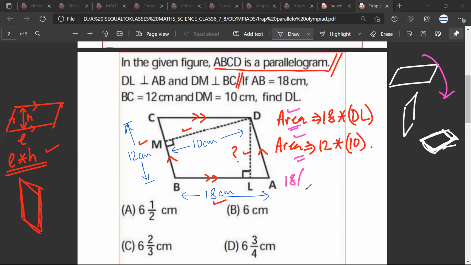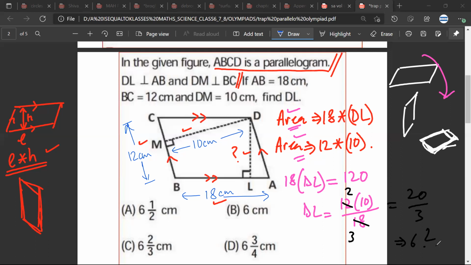So 18 into DL would be equal to 120. So DL would be equal to 12 into 10 upon 18. Mr. Sarthak, do we agree? Yes, sir. So 20 upon 3, this would be 6 2 by 3. Mr. Satya, any doubt? No doubt, sir. Mr. Sarthak, any doubt?